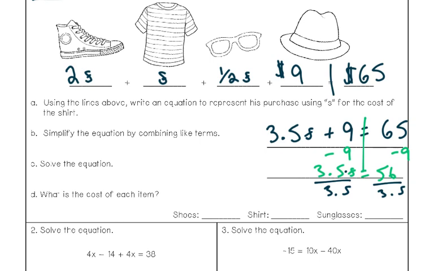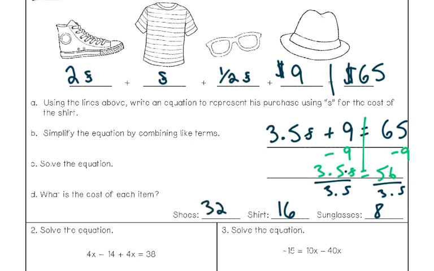So S was the shirt in the example. So the shirt is going to be 16. And then it says, what's the cost of all these items? So the sunglasses were half of S, or half of the shirt. So that would be 8. And the shoes were 2 times the shirt. So that would be 32.